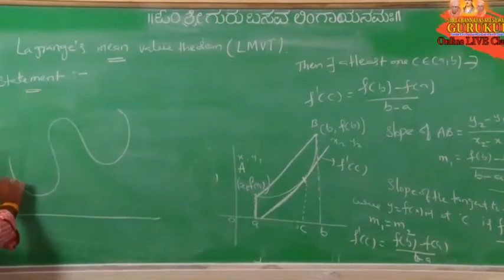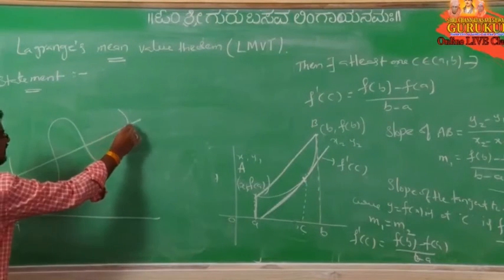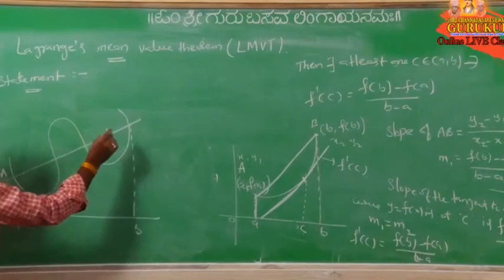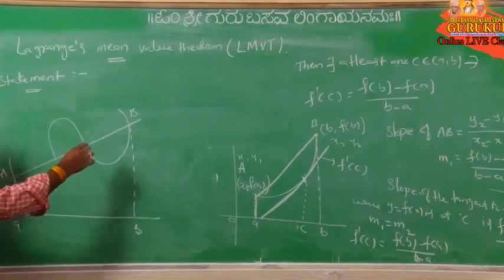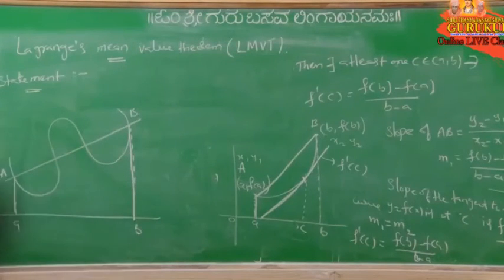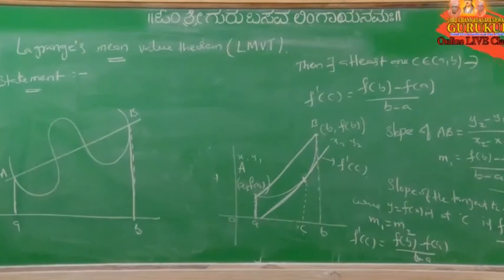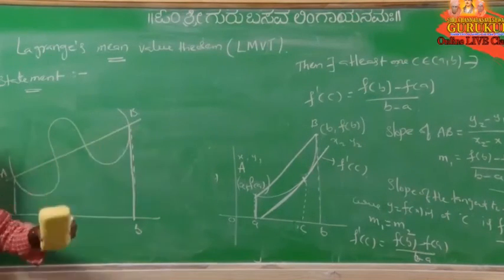Suppose like this, if you take here, this as A I am taking and this as B I am taking. This is capital A and this is capital B. Once you observe, this is f of A, this is f of B. Is f of A equal to f of B? No, f of A not equal to f of B. In this interval A to B, the function is continuous or not? And it is a smooth curve, differentiable also. You can take the tangent from here to here.